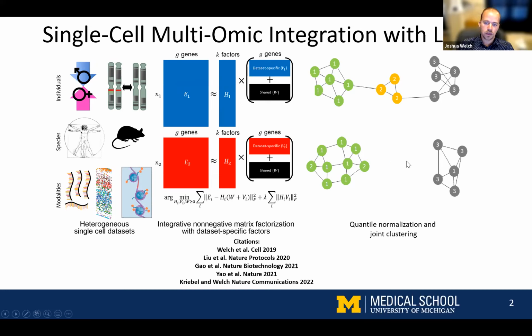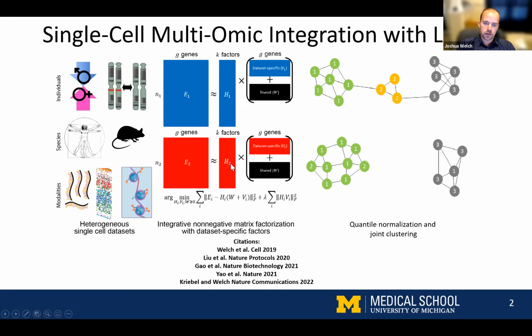And the heart of the LIGER framework is this matrix factorization, where we have a set of gene level features that are shared across data sets. And then we have a set of data sets, which could be gene expression measurements from different individuals or different species, or data sets of different omics types, such as gene expression, spatial transcriptomics, and epigenetic measurements.